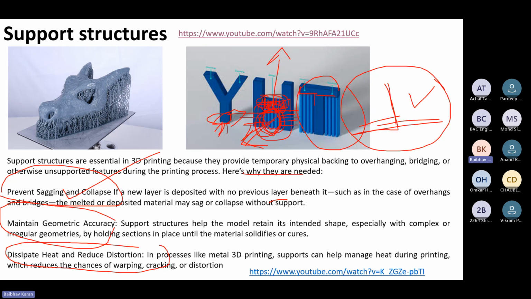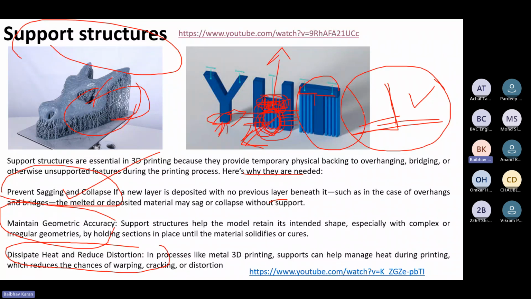There are loose powders. Loose powders are very bad conductors of heat because they are not closely packed. So how will the heat dissipation take place? Only by the use of support structures. Therefore, support structures are quite necessary in case of overhang models or overhang structures if present in a material.